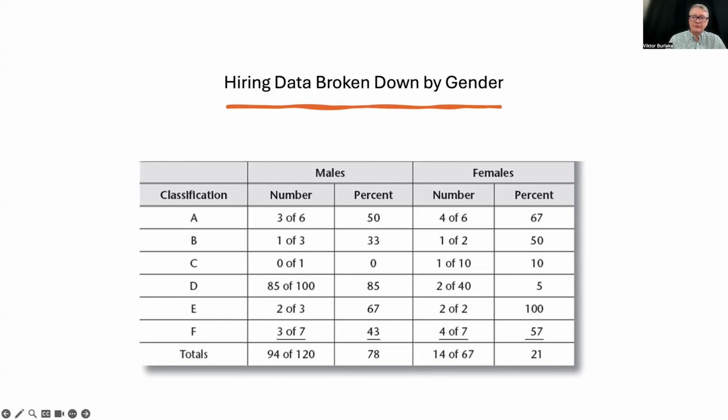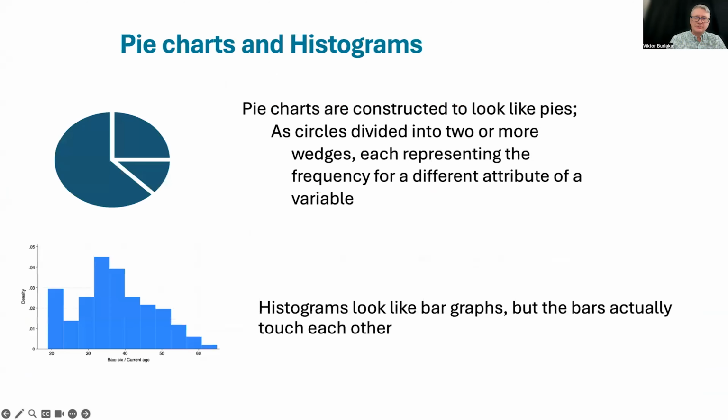By looking at both the number and percentage of males and females hired in each classification, we can identify potential gender disparities. This is especially important in social work when advocating for equity or diversity in hiring practices. Understanding these patterns can help agencies make informed decisions about recruitment and retention strategies to ensure fair representation.